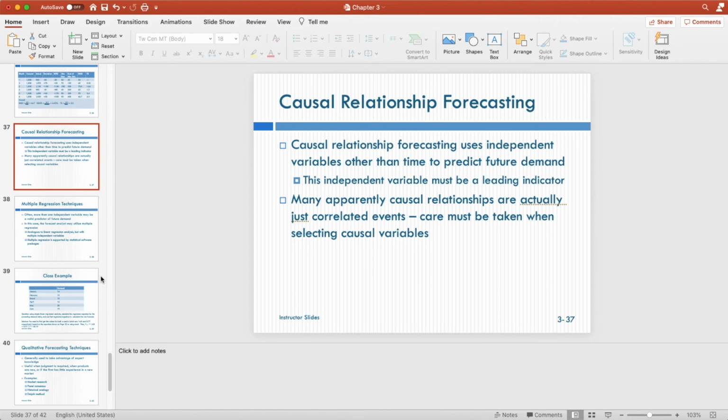All right. Now let's move to the causal relationship forecast. Actually, we already talked about some related to causal relationship when we talked about linear regression. The causal relationship forecasting basically uses the independent variable and the dependent variable to predict the future market demand. This is exactly what linear regression is doing. That's why we already did that.